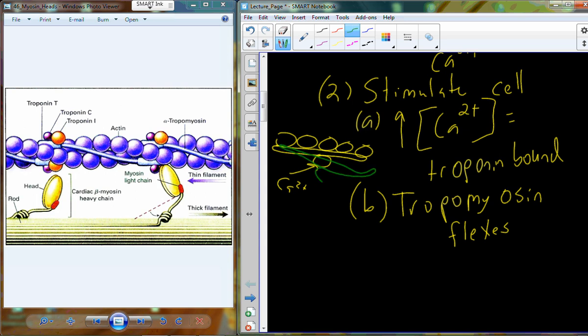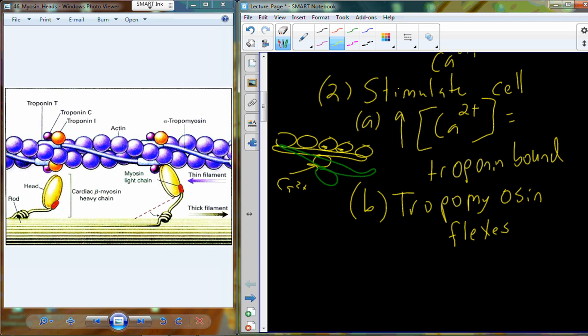We have the troponin and the tropomyosin that flex out of the way. Now the heads of the myosin molecule can actually access those binding sites on the actin molecule. Does that make sense? So we're just simply moving the tropomyosin out of the way. Now we can get in there with our myosin head. We can begin to bind to that actin.